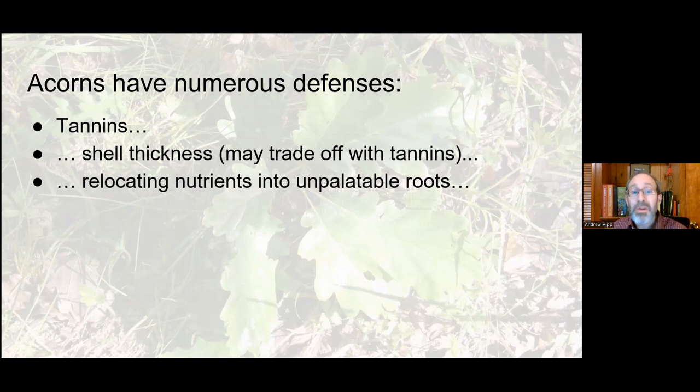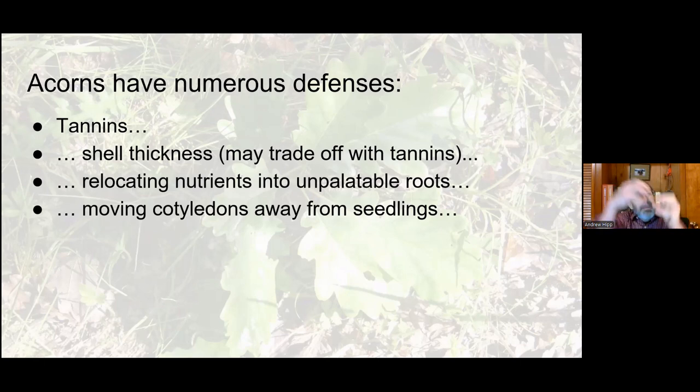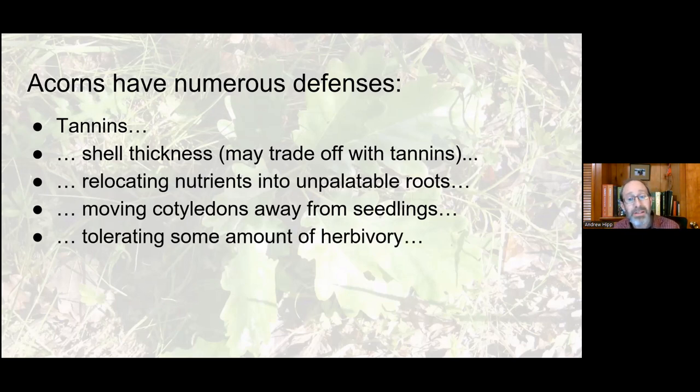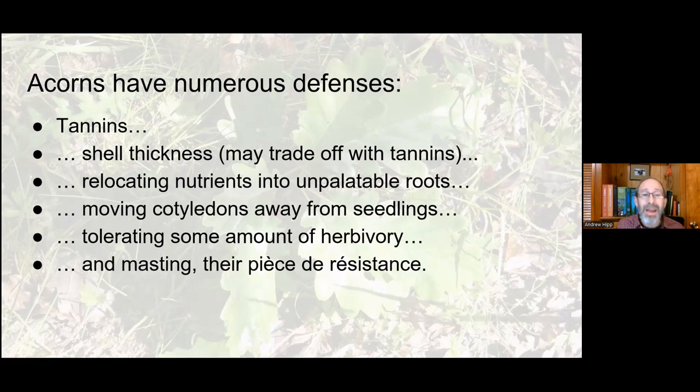The plants will relocate nutrients into the roots when they start growing, where they're less accessible. They'll move those cotyledons, those big, thick seed leaves, away from the seedlings as they grow. They'll tolerate some amount of herbivory. And finally, they'll produce tons and tons of seeds in some years, but not all. So many that the oaks will actually saturate the herbivores, so they can't all eat. So let's look at each of these in turn.